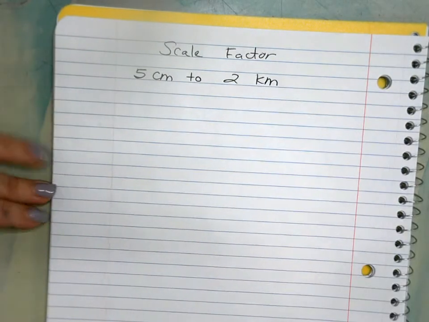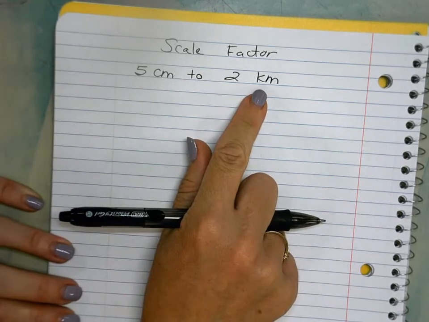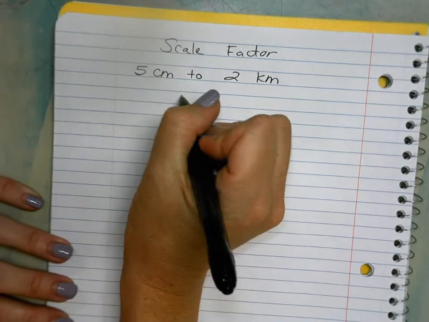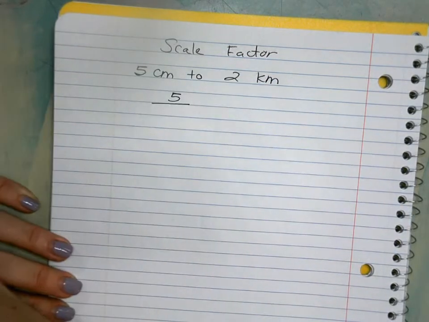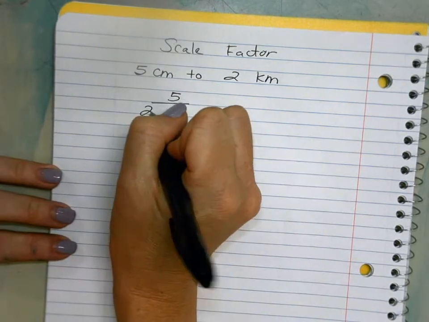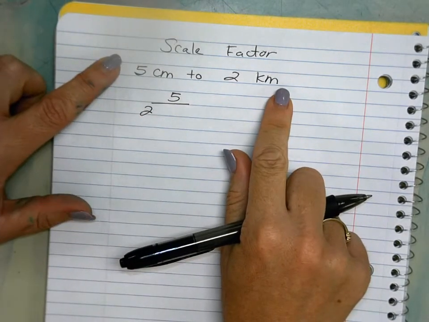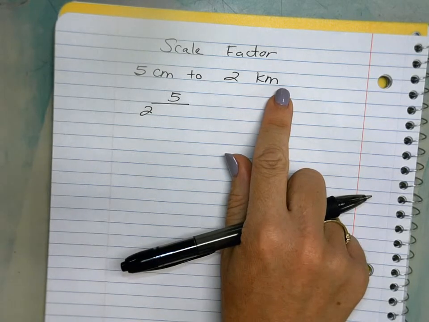This is a scale that you might see on a map. Centimeters would be on your ruler, kilometers would be the real distance. If I want to look at my scale factor, I want to write that as a fraction in simplest form, and my units of measure have to be the same. If you ever have questions on your metric system conversion, there is some help in the back of your textbook and also in the back of your agenda book.